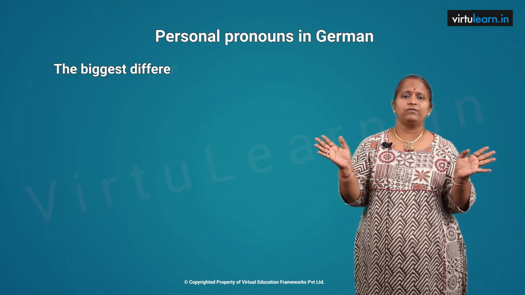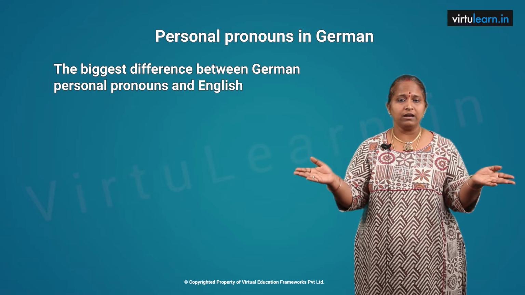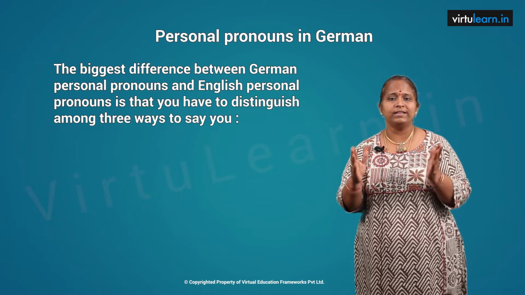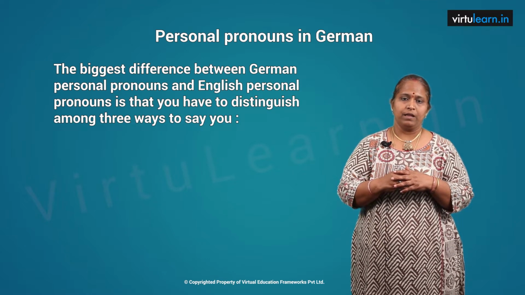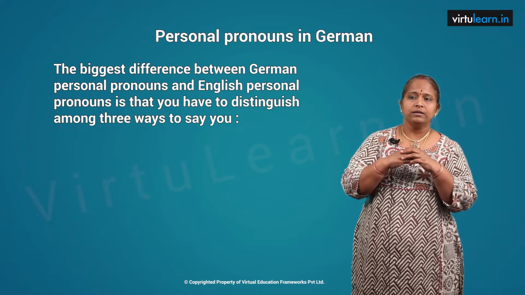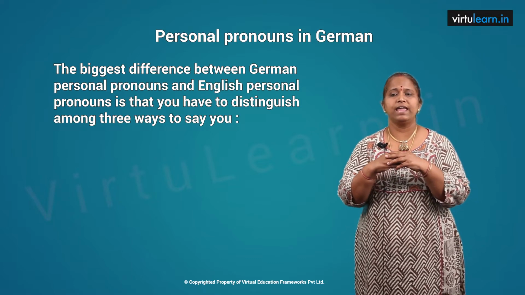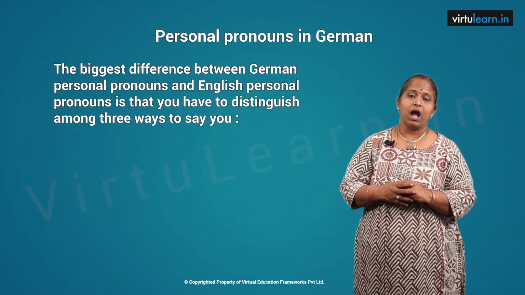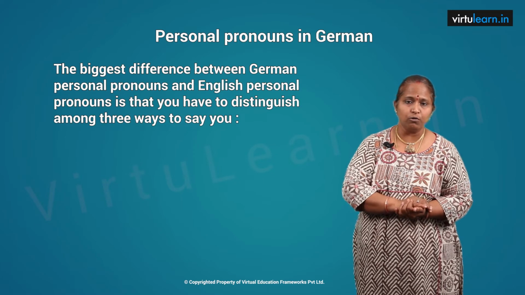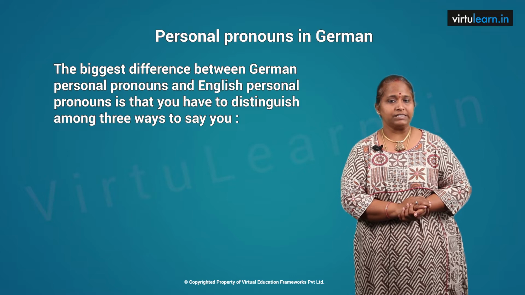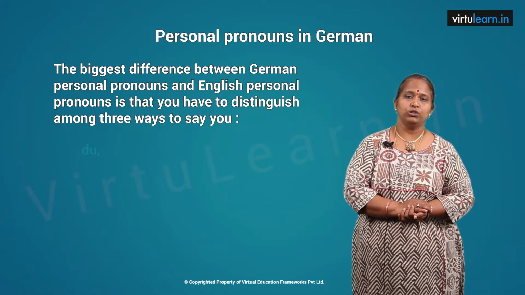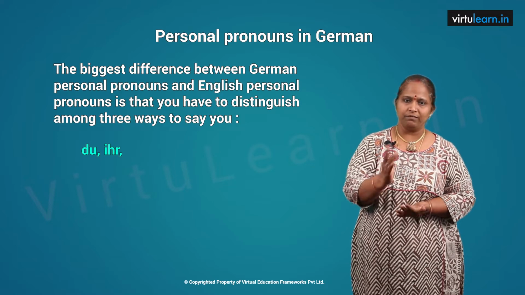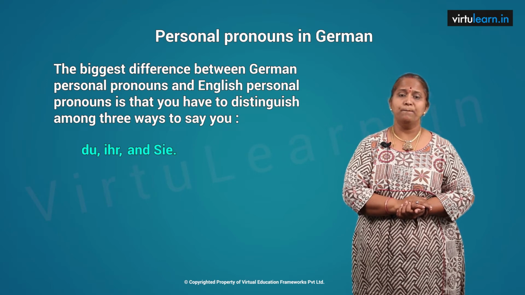The biggest difference between the German personal pronouns and English personal pronouns is that you have to distinguish among the three ways to say you. In English, if I have to say something to my professor, I use the same you. I use the same you to address my friend. I use the same you if I have to address a group of people. But in German, the same you has three different words. Du, nuvvu, ihr, you all guys, meerandaru, sie, meeru.